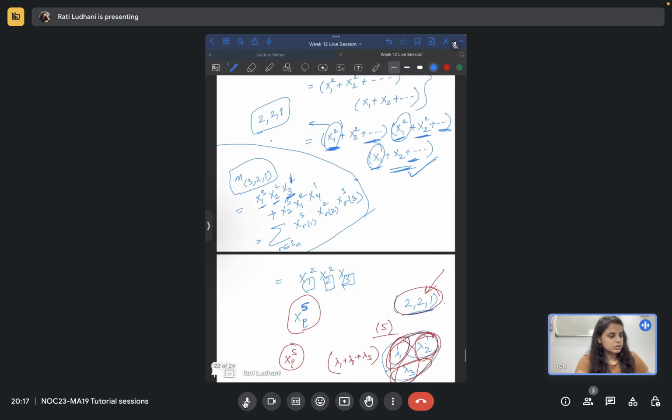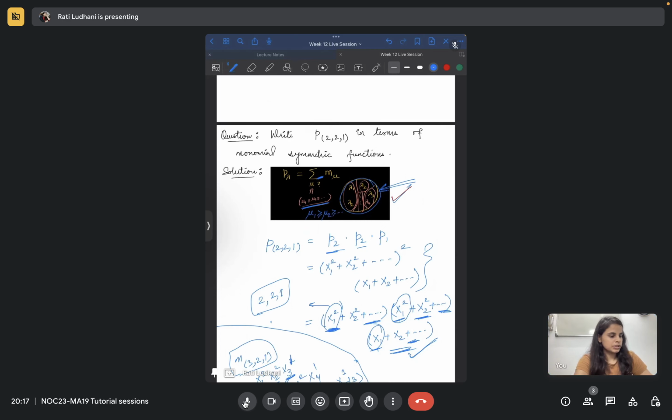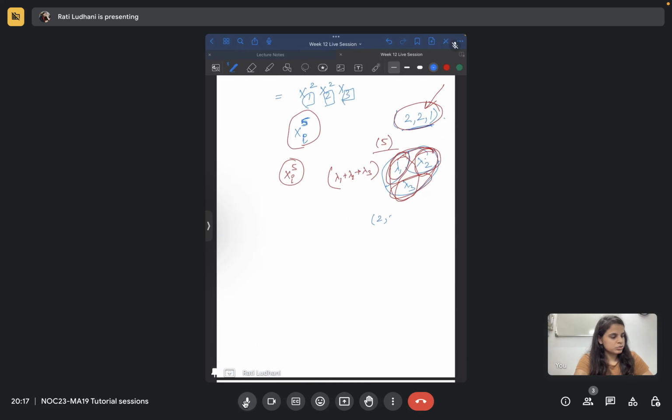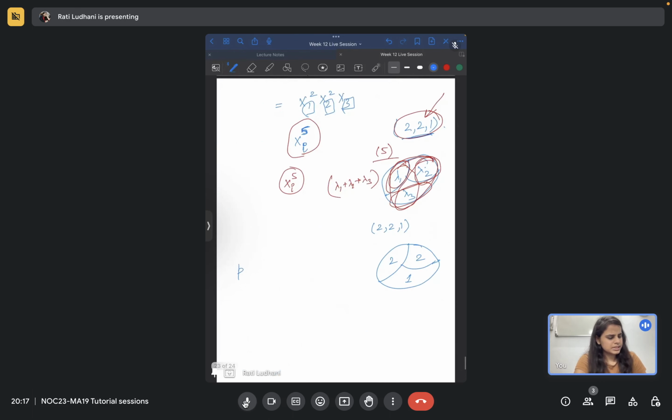Okay, and also you will consider the increasing thing, nu 1 greater than or equal to nu 2, and like this. Okay, so for us we have 2 2 1. So our lambda 1 is 2, lambda 2 is 2, and lambda 3 is 1. According to the formula, this is exactly the formula which we got from here only.